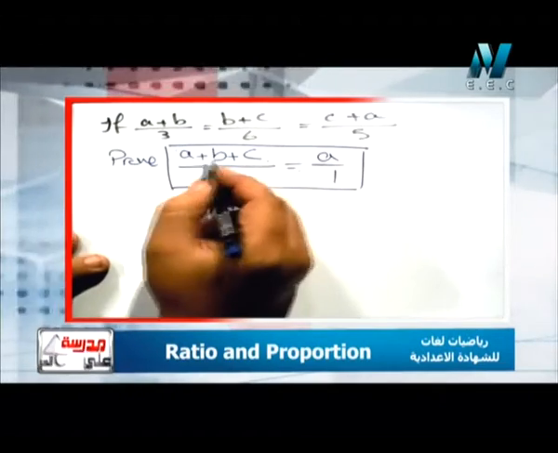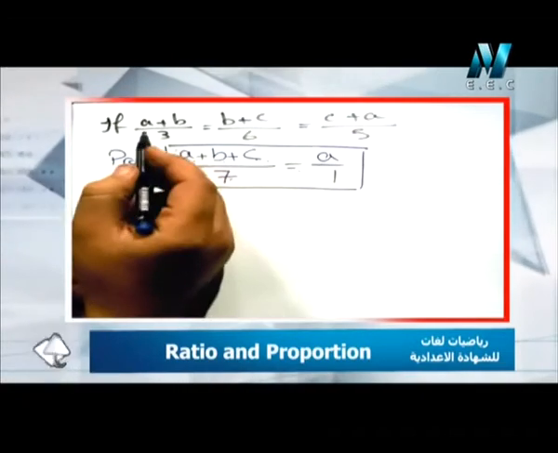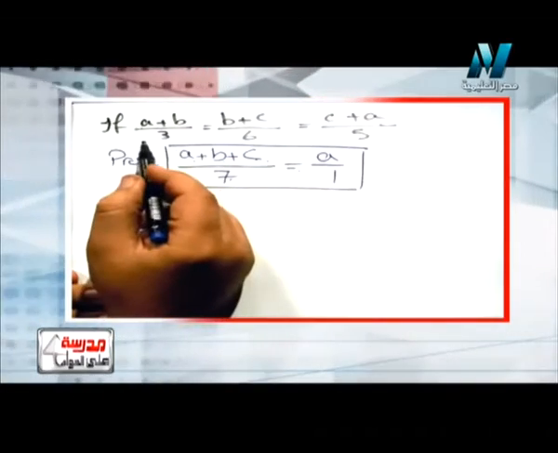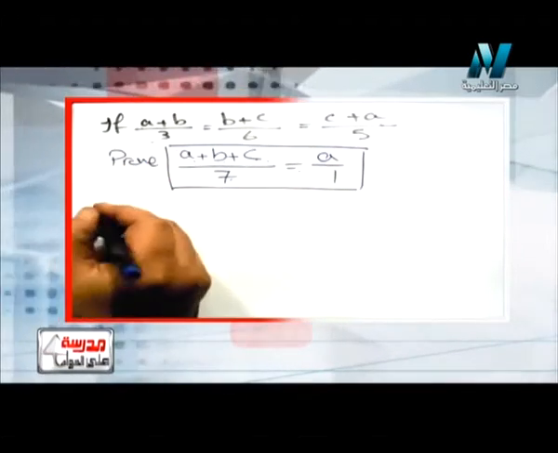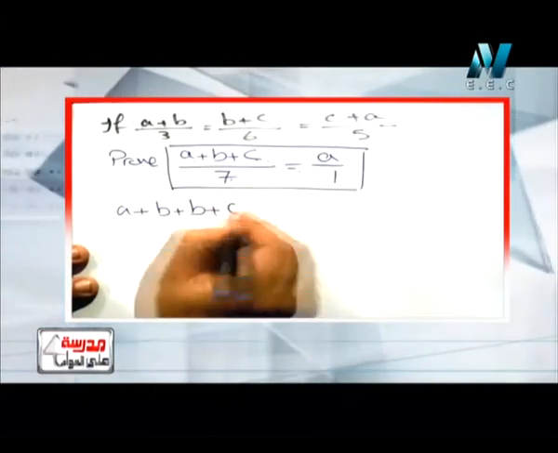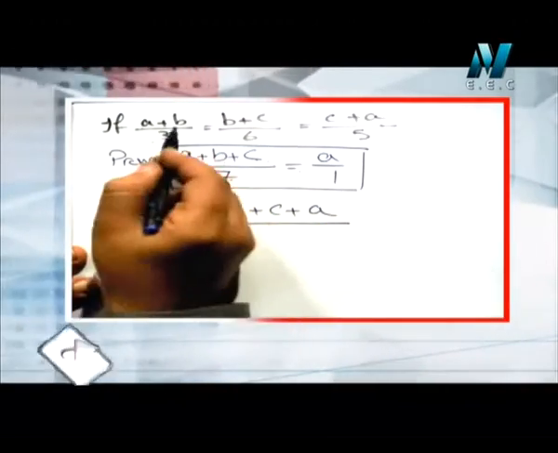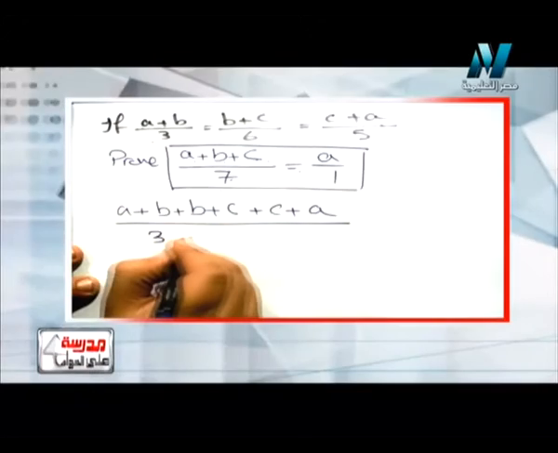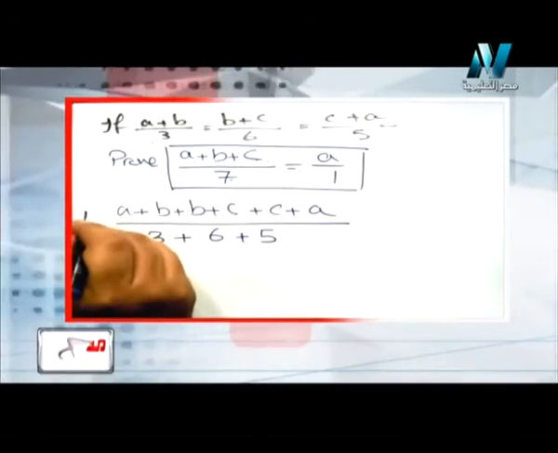So how can I find a plus b plus c over 7? Simply, what I am going to do, I am going to add all the antecedents, and I'm going to add all the consequents, and sure this will be equal to one of these ratios, as we said before. So I'm going to add a plus b plus c plus c plus a over 3 plus 6 plus 5. These are the antecedents and consequents of the 3 ratios. And this is for the left-hand side.